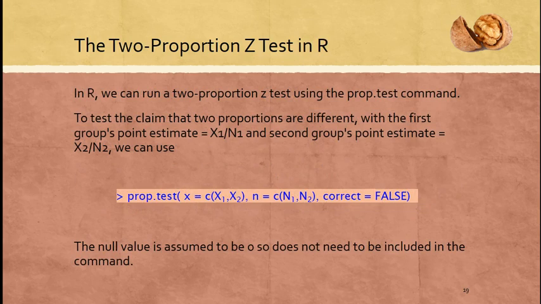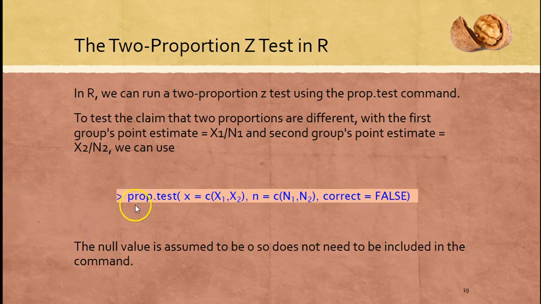Now in R, we can run a two-proportion z-test using the prop.test command. The same command we used for the one-proportion z-test can also be used for the two-proportion z-test. Now, the test claims the two proportions are different. We need to first look at the point estimates for each group, the x1 over n1 and x2 over n2. Specifically, we're going to separate those successes, the x1 and x2, and put the sample sizes together, the n1 and n2.